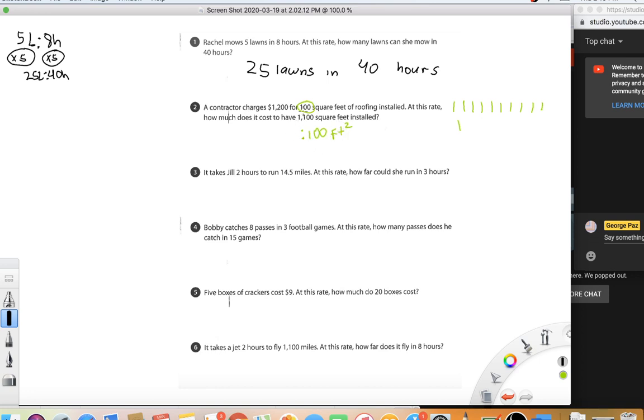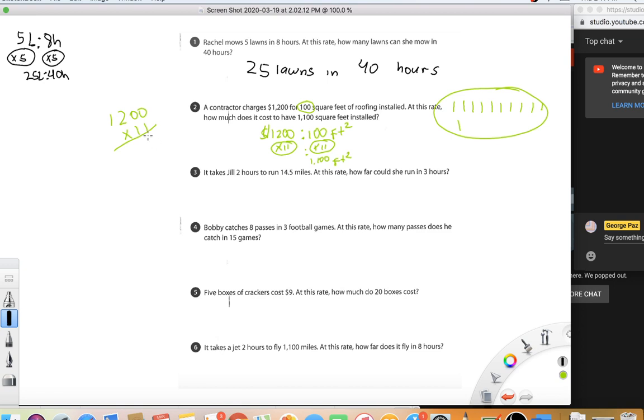Anyway, then we write the money. So we need to get to 1,100. How do we get there? What do we multiply the 100 by? By 11. Times 11 for one side, times 11 for the other side. So 100 times 11 gives us 1,100 square feet. But how much money is that going to cost us? It's 1,200 times 11.